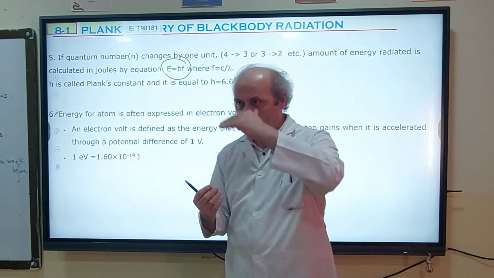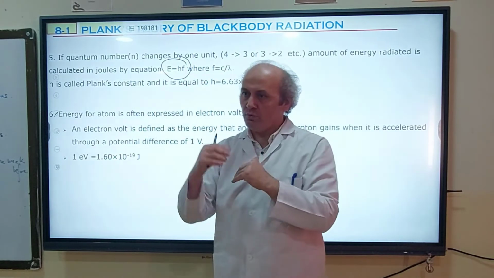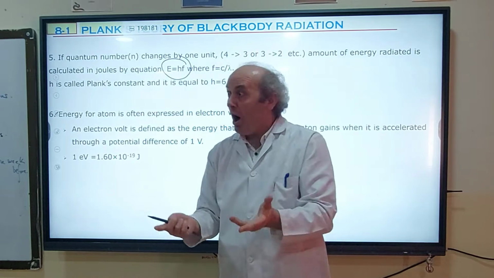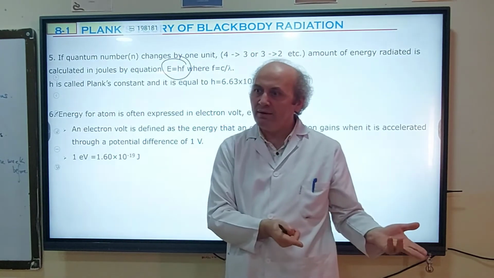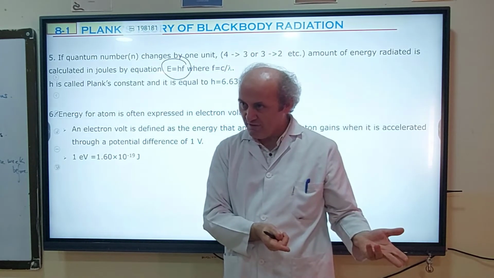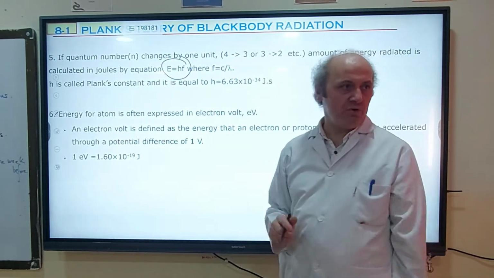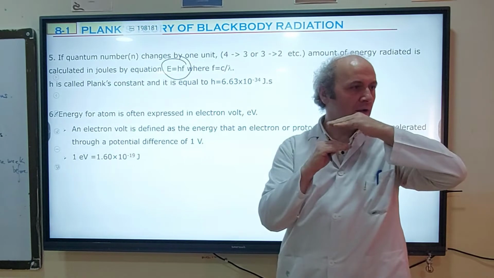So 1 jump from 3 to 2, 1 jump hf. 2 to 1, 1 jump hf again. From 3 to 1 if it is jumping, 3 to 1, how many hf? 2 hf. So h and f is the equation for calculating energy of 1 quanta.